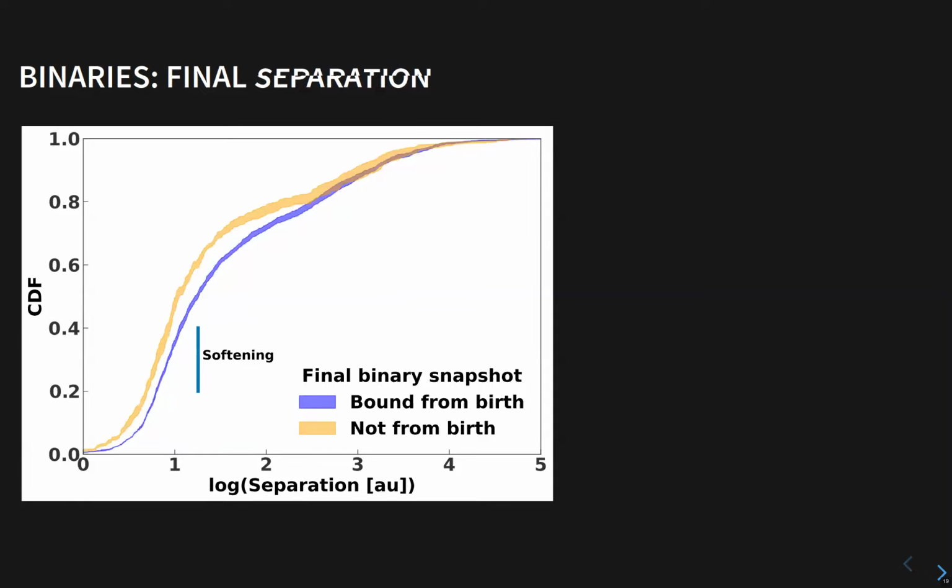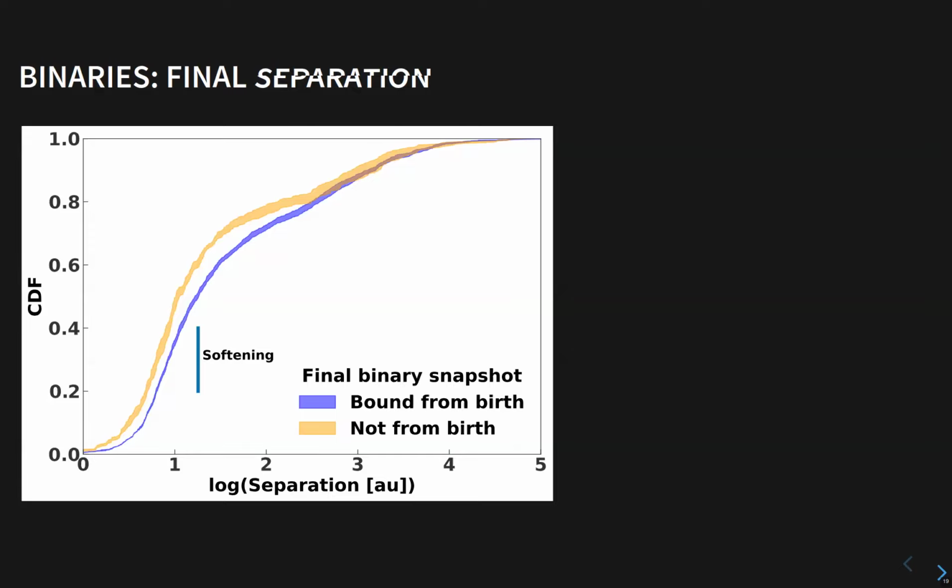Then to complete the picture, this is the final conditions of the binaries, the final separation distribution for the two populations. You end up with a large population at small separations, with a lot of them near the softening scale in the simulation. And you no longer have any hint of that initially wider separation for the initially unbound population.